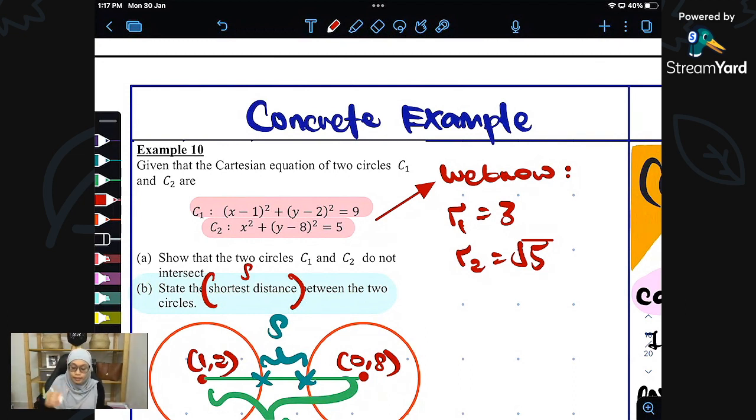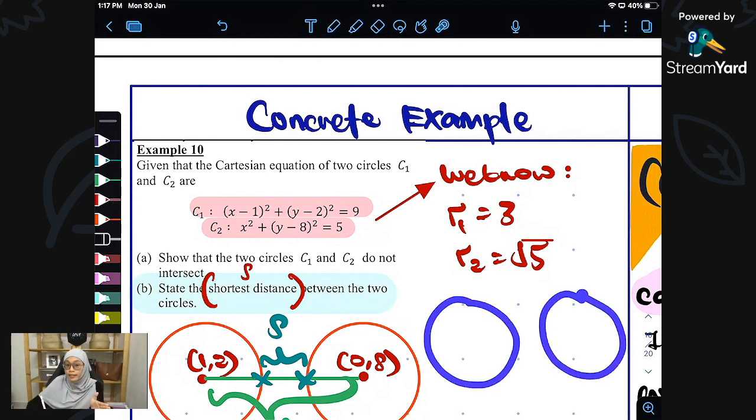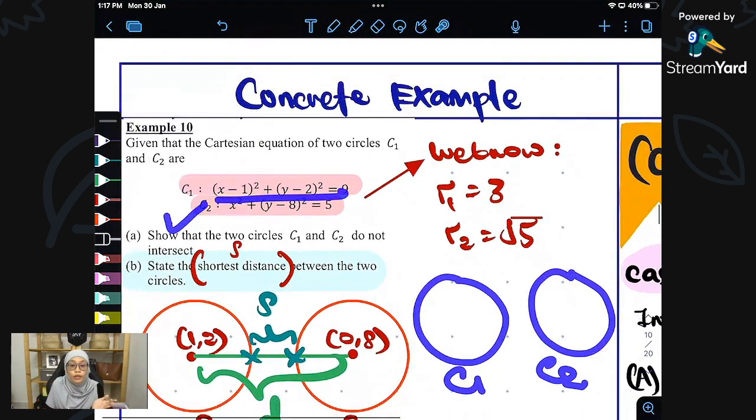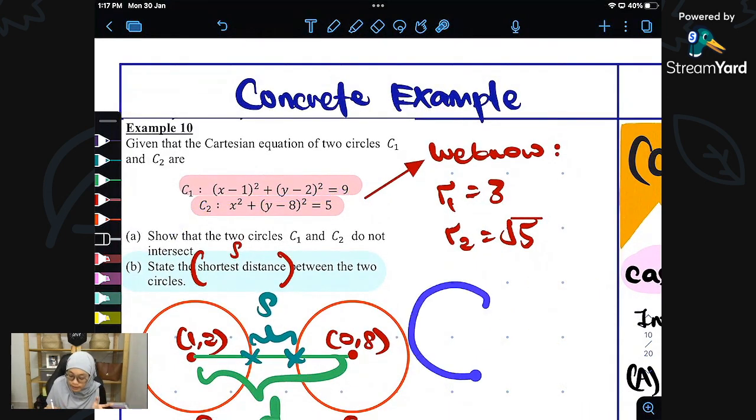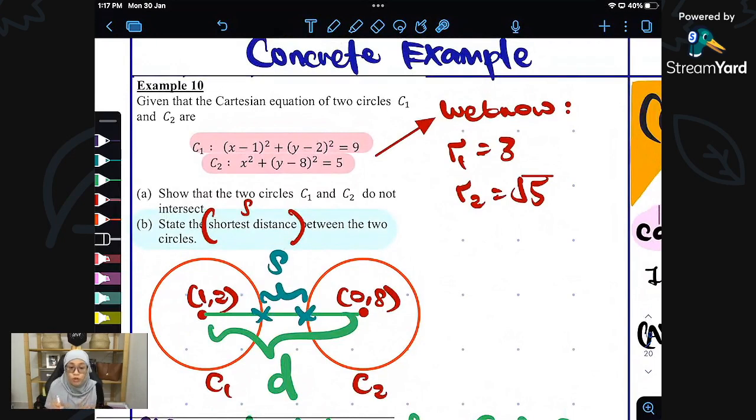So basically we already know that the circles will not touch each other, right? Because from this show, it shows that C1 and C2 will not touch each other. Therefore, there is a distance between them. So we got to find the distance between them. So this is what I drew here.